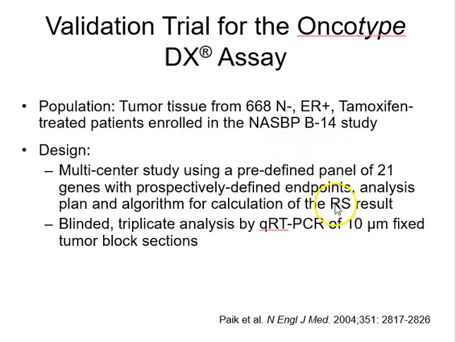So this is the study that actually assessed this problem and developed the Oncotype DX assay. So tumour tissue from over 600 lymph node negative, estrogen receptor positive, tamoxifen treated patients who were all stage 1-2 cases.